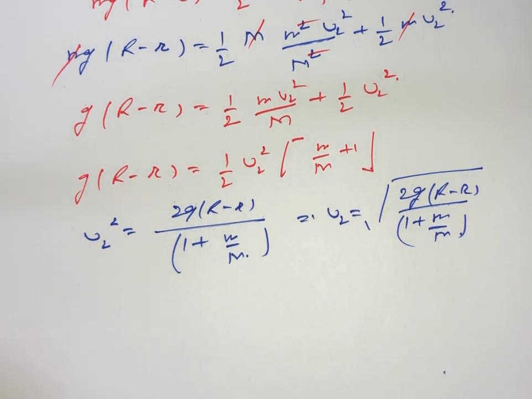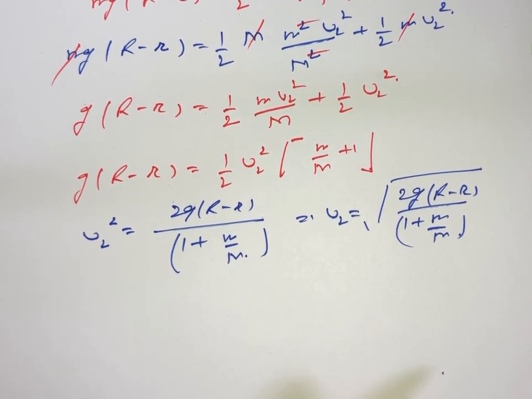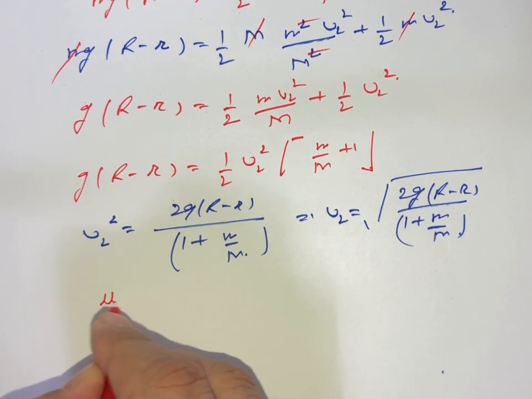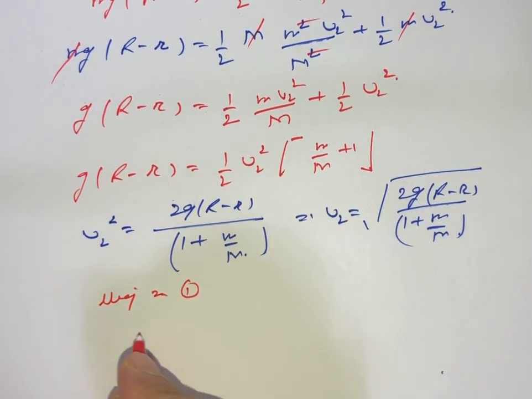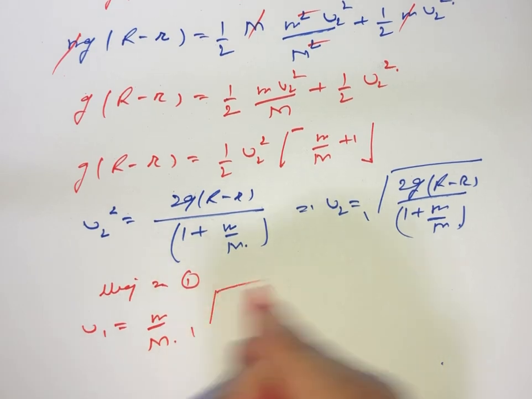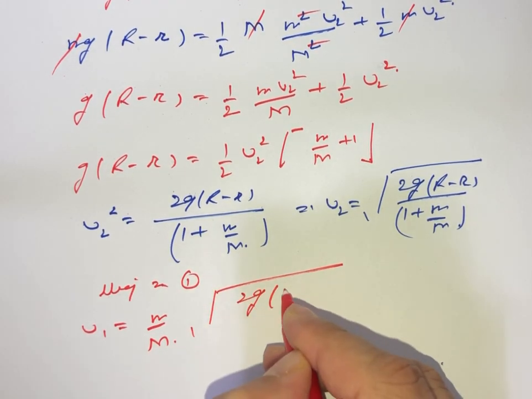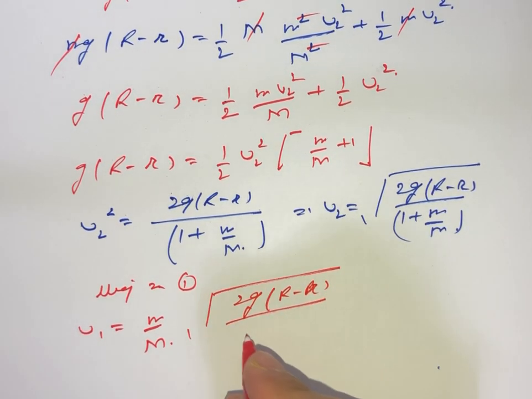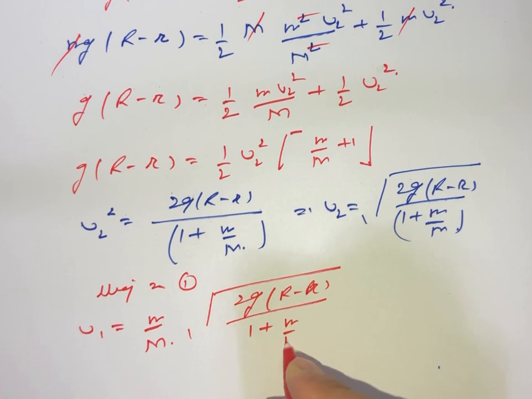Now this is the velocity of the cylinder, but we are supposed to find the velocity of the block, how fast the block is moving when the cylinder reaches the bottom. So we are going to use equation 1. Using equation 1, we can say that v1 is equal to m divided by capital M times the square root of 2g(R minus small r) divided by 1 plus m over M.